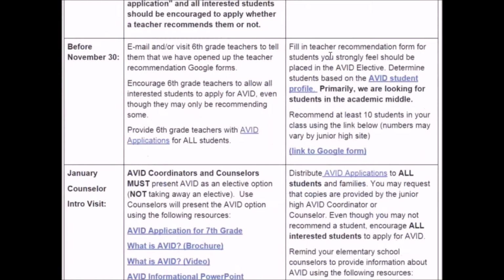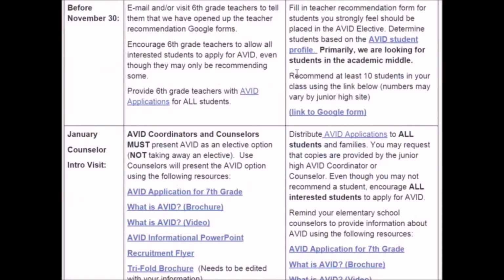In November, that is when we would like you to start filling out the teacher recommendation form for students you strongly feel should be placed in the AVID elective. Remember that primarily we are looking for students in the academic middle. Our recommendation is that you recommend your 10 middle students using the link below.